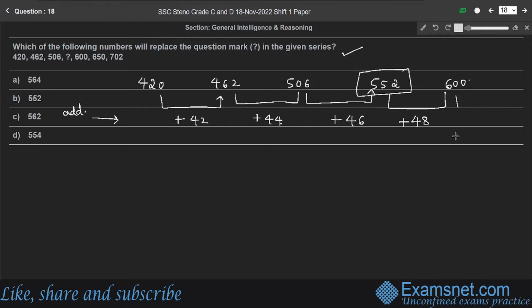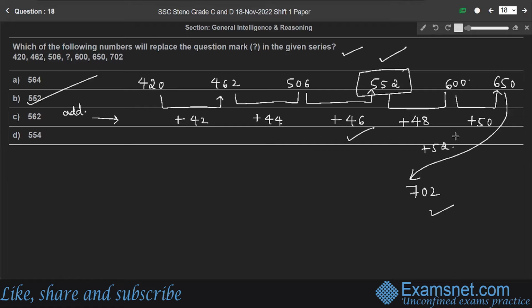You can verify the answer by considering next numbers after 48, the number to be added should be 50, so that the next number becomes 650, and to 650 we have to add 52. So the last number becomes 702. Right? Therefore, here number to be added is 46, so that the fourth number becomes 552. Option B is the right answer.